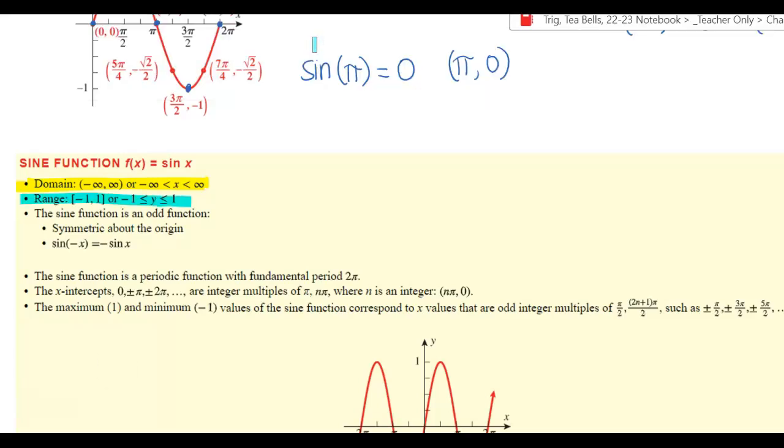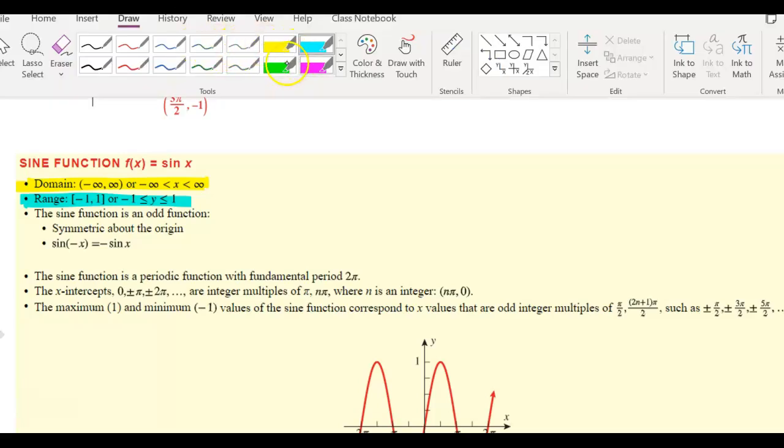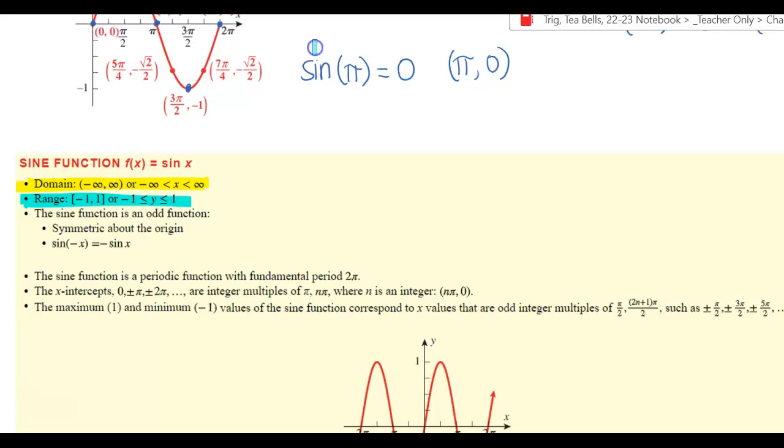Our range, remember our y values, the max is +1 and the min is -1. So it's just going to keep bouncing back and forth between -1 and 1. What else we have? We have the sine function is an odd function. Okay, it's symmetric about the origin.